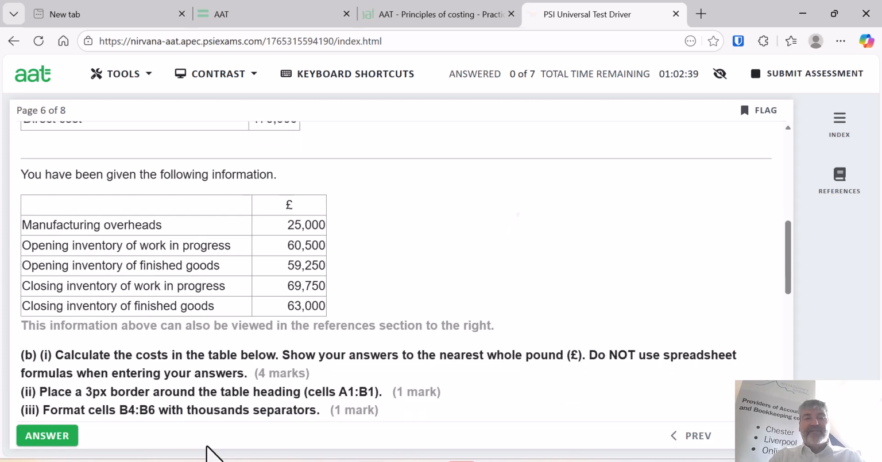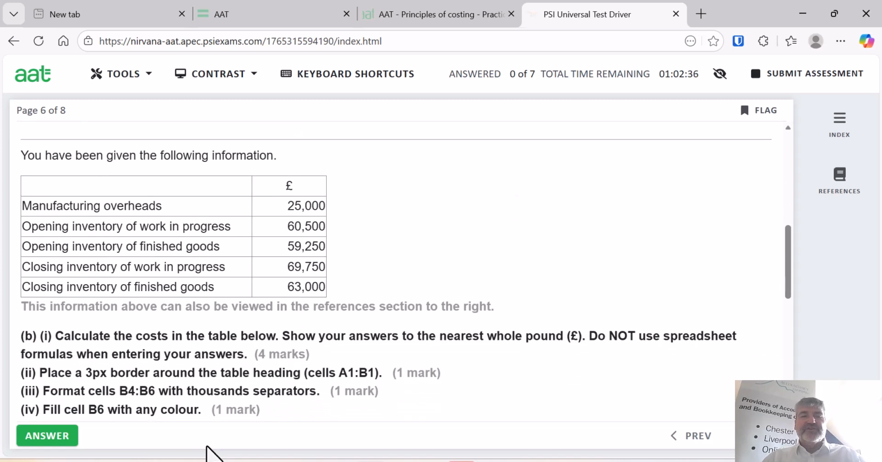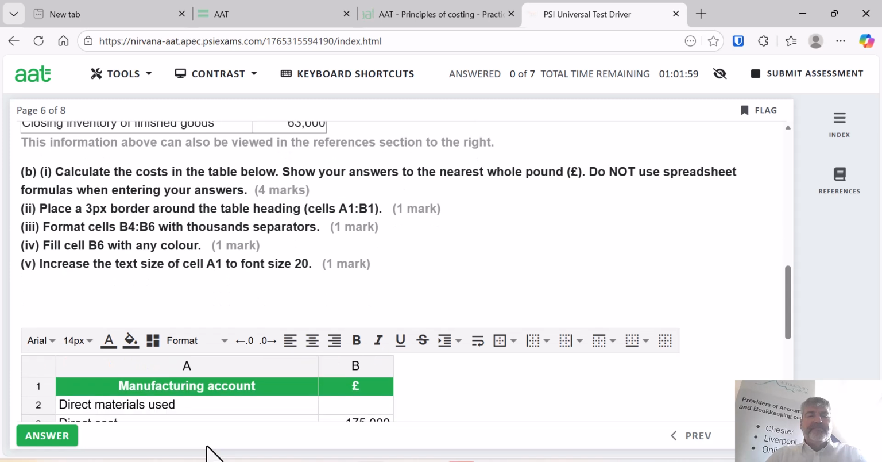Let's have a look at the next part of the question. We're given some more information about our production or manufacturing process during the period. We have manufacturing overheads of 25,000 and then information about two different types of inventory: work in progress, which is partially completed product, and finished goods. What we've got to do is use that information and indeed information from the first requirement of this task, to complete the table below.